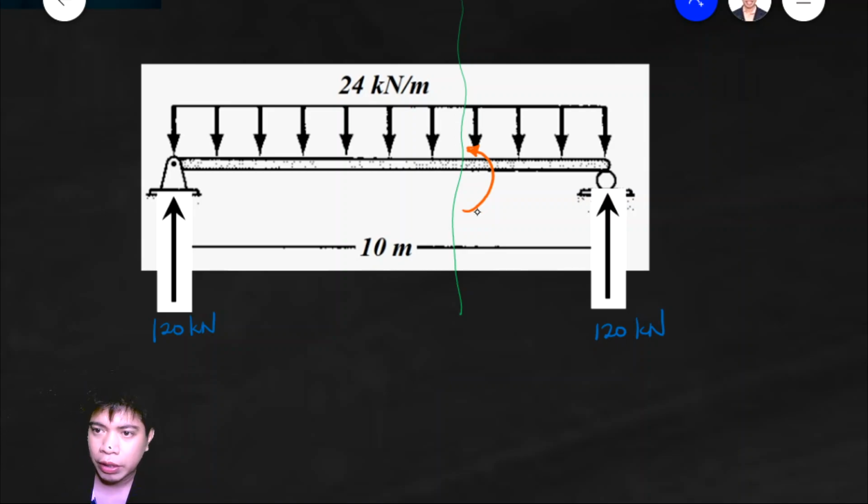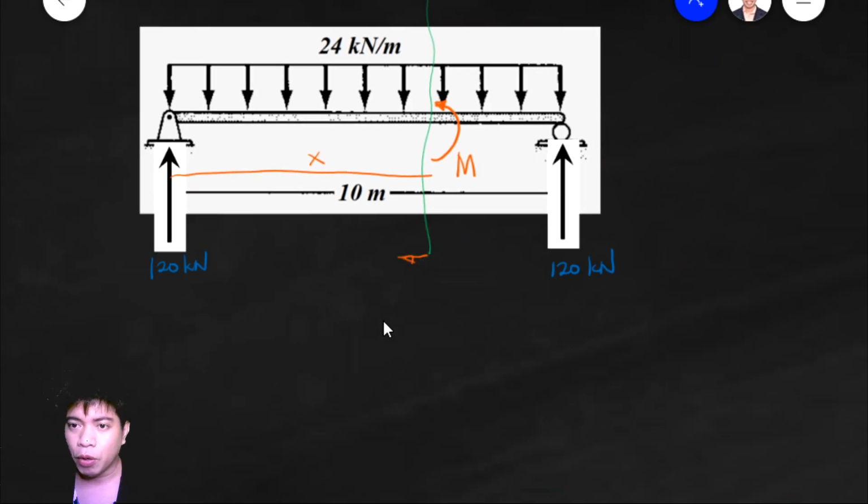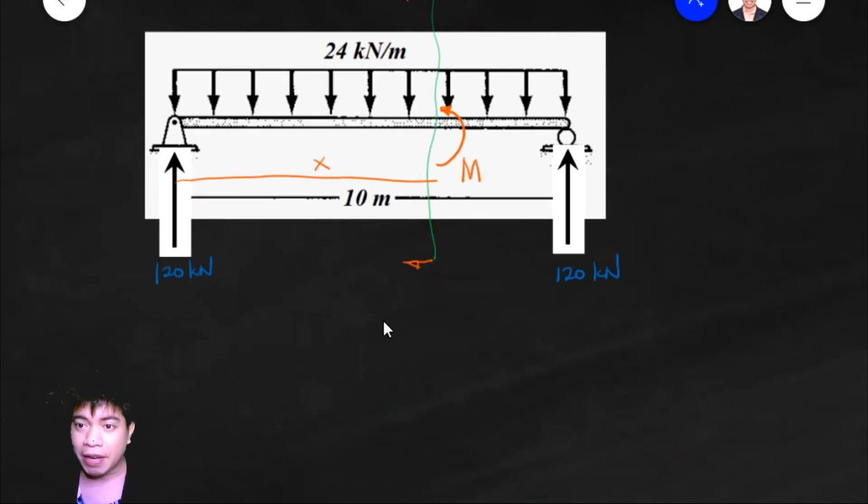What we will do is isolate the left side. Again, what we isolate is the left side, so we are on this side. This distance we will call x. Now we will create the moment equation, the moment equation as a function of x.